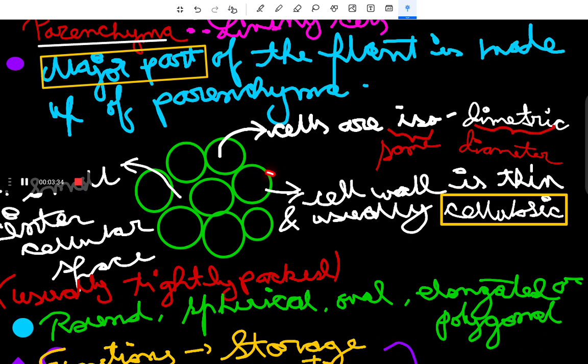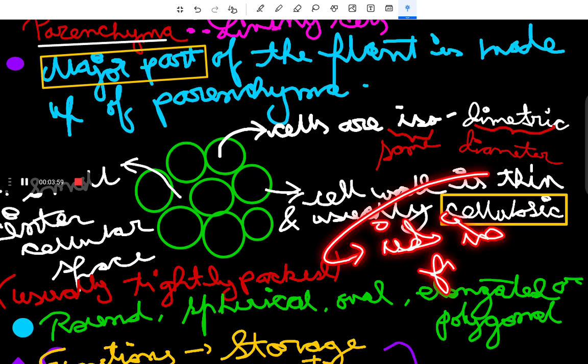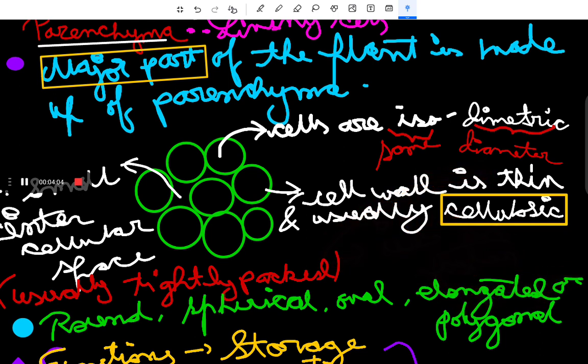Then the cell wall of the cells is very thin, and usually cellulosic. Why is the cell wall thin? Just to aid in faster division of the cell. A thin cell wall aids in faster division. They are made up of cellulose like the other cells of the plant.